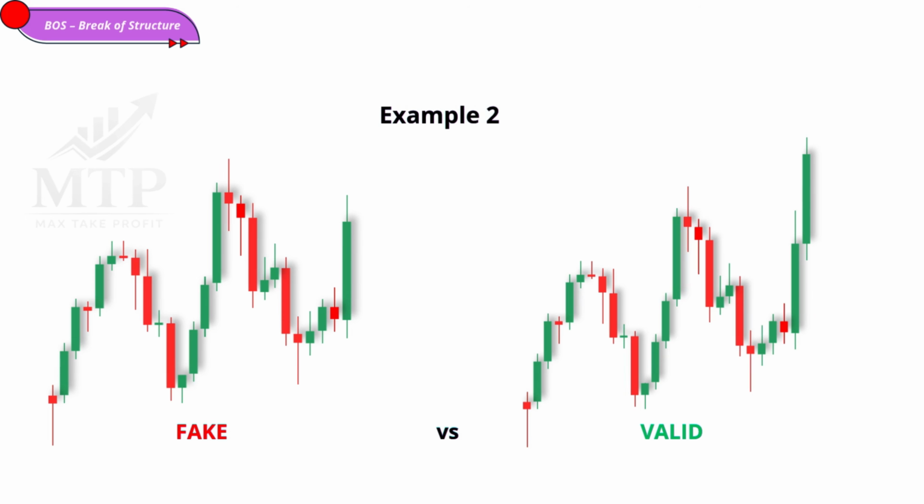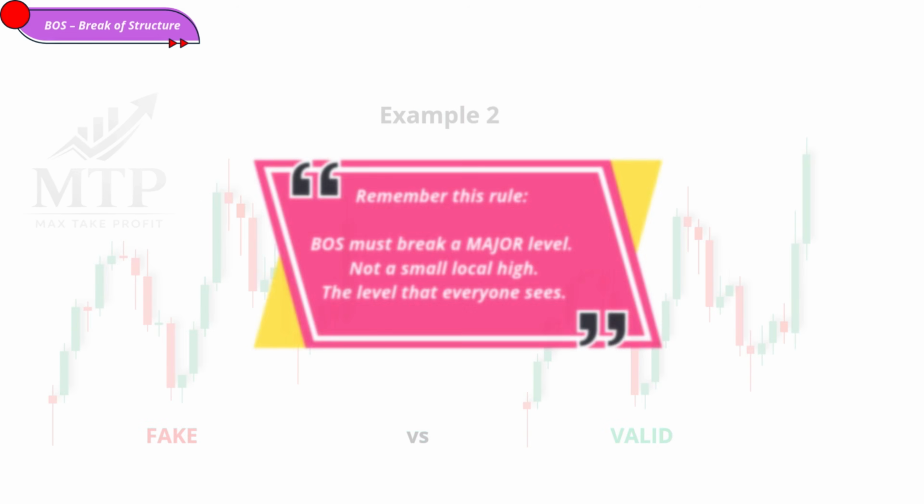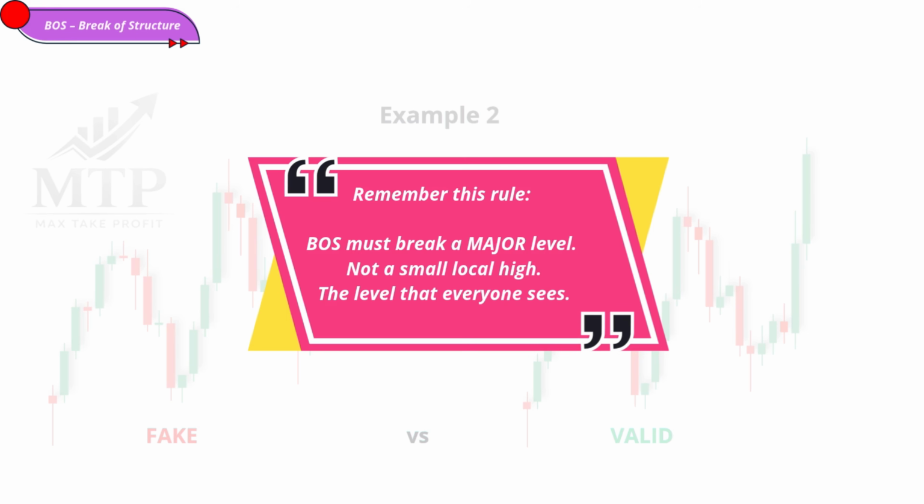Now, look at this situation. Price breaks the old major high, the one dominating the whole structure, the swing high that has defined the trend from the beginning. The body closes above it, cleanly. That is a valid BOS. The major structure is broken. The trend continues with strength. Remember this rule. A BOS must break a major level, not a small local high. The level that everyone sees.